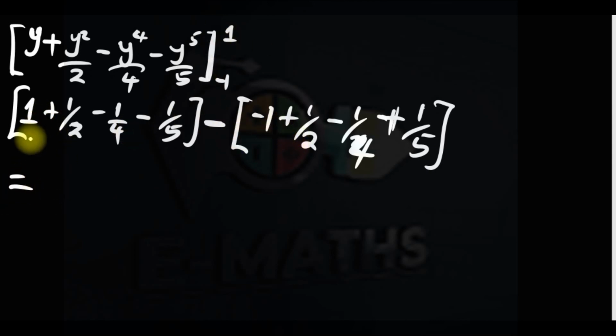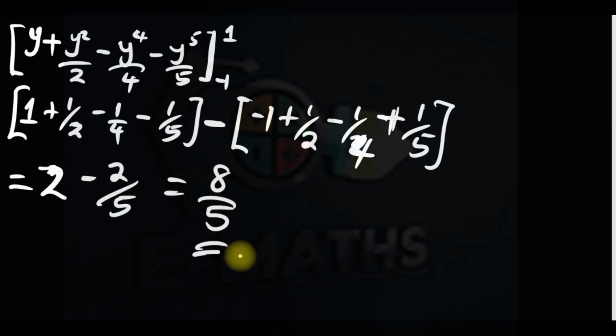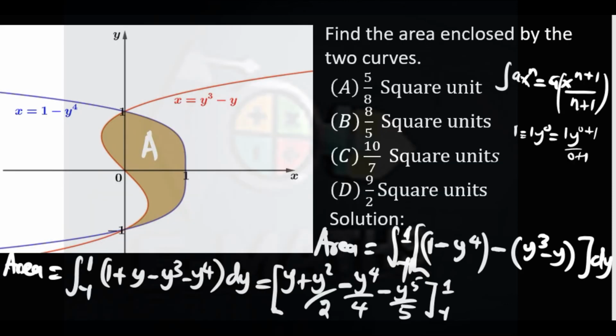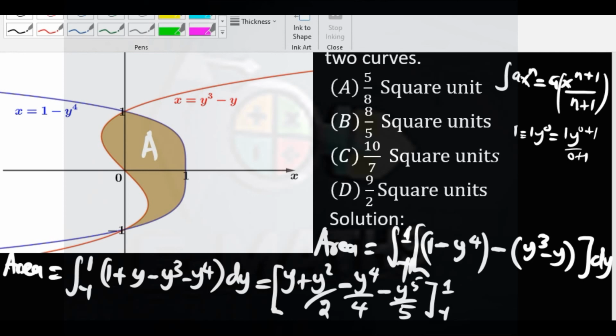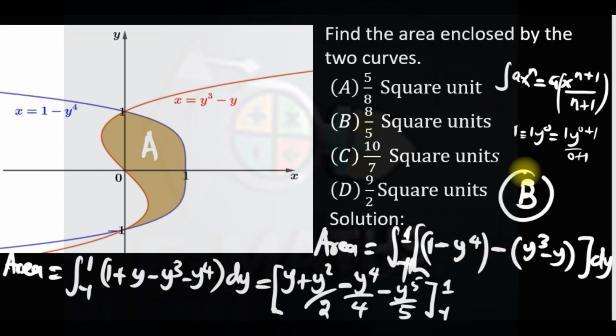So we have 1 minus minus 1 is 1 plus 1, which is 2. Half minus half is 0. Minus 1 over 4 minus 1 over 4 is 0. Minus 1 over 5 minus 1 over 5 is minus 2 over 5. So the answer is 8 over 5 square units because it's an area. So the answer is option B. This is just the application of the definite integral, the area between curves.